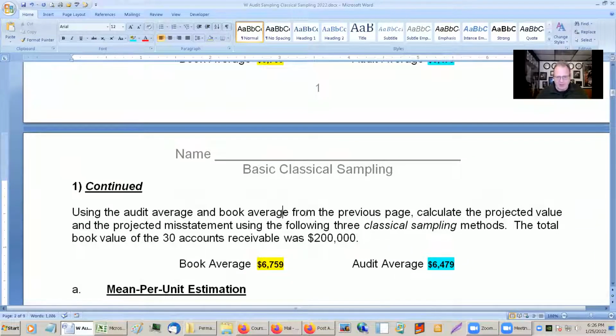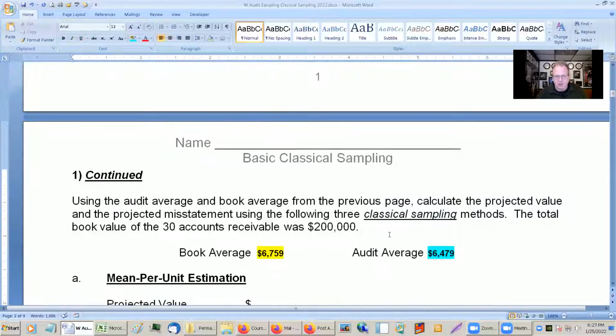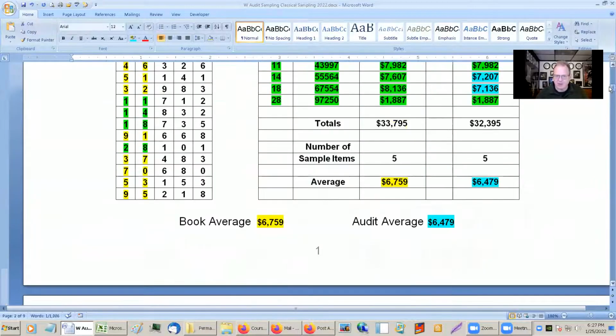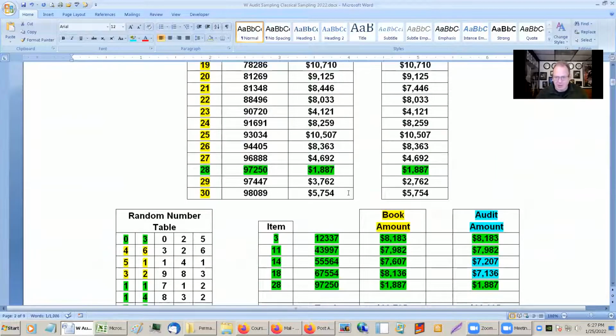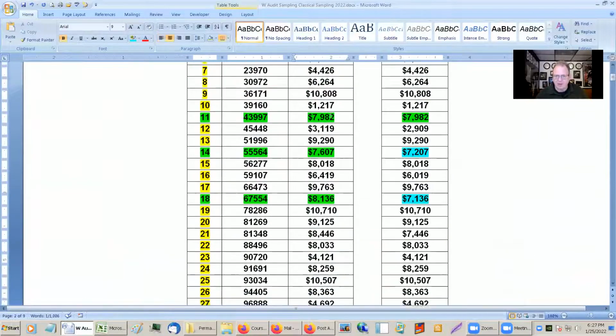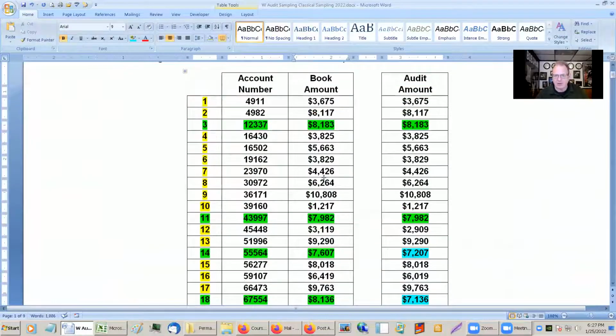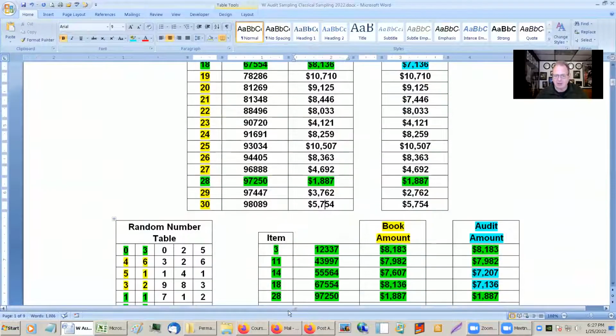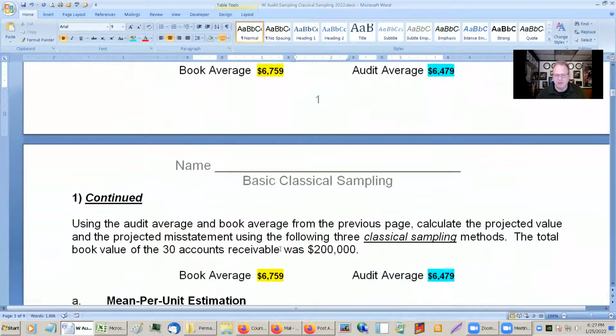Using the audit average and the book average from the previous page, calculate projected values using the 3 classical sampling methods. And this is called classical sampling. The total book value of the accounts is $200,000. Okay, so I just made this one up. I ran out of space here, but if you were to add all these book amounts up, they come out to 200,000.